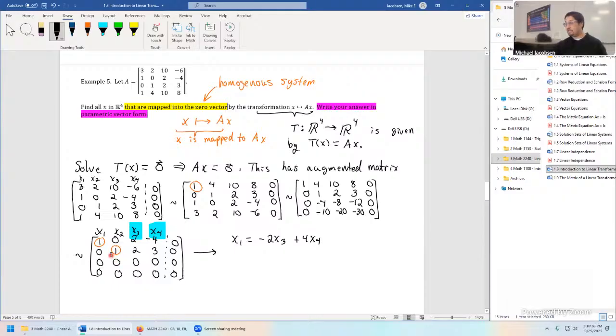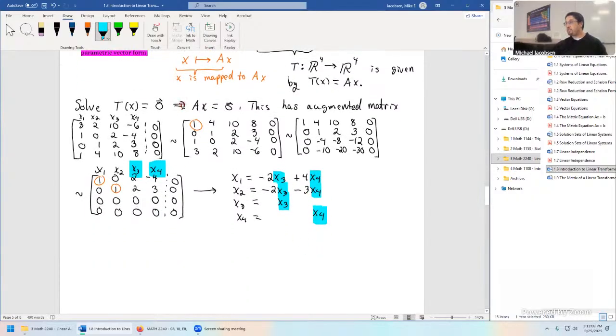Same trick on this one. This is an equation set equal to 0, but we're imagining subtracting 2x3, subtracting 3x4. So this one reads out as x2 equals negative 2x3 minus 3x4. Free variables are x3 and x4, so we might just write x3 equals x3, x4 equals x4. So here's where the free variables land.